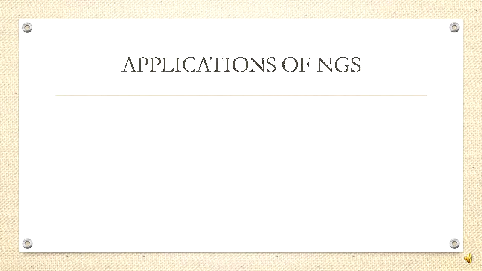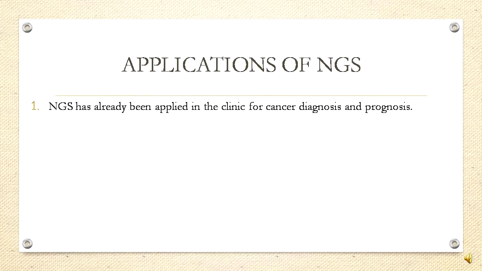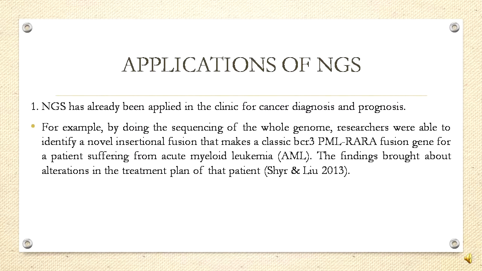Hi guys, it's Madiiha here, and right now I'm going to talk about the applications of NGS. To start with, NGS has already been applied in the clinic for cancer diagnosis and prognosis. For example, by sequencing the whole genome, researchers were able to identify a novel insertional fusion that makes a classic BCR3-PML-RARA fusion gene for a patient suffering from acute myeloid leukemia, AML. The findings brought about alterations in the treatment plan of the patient.